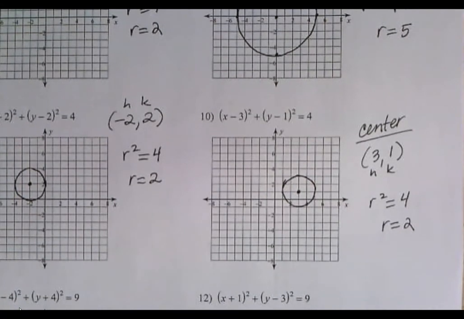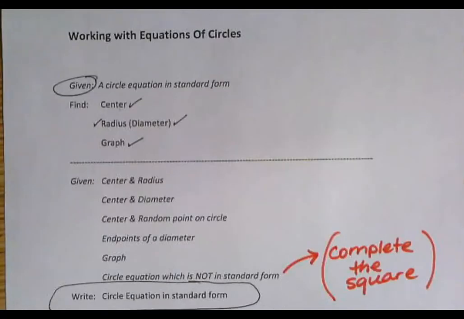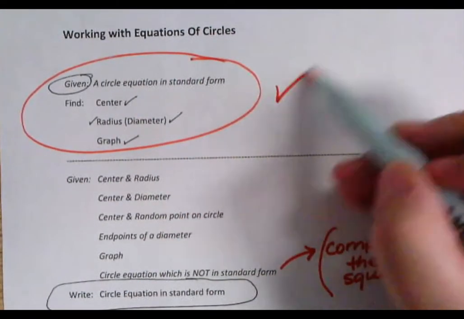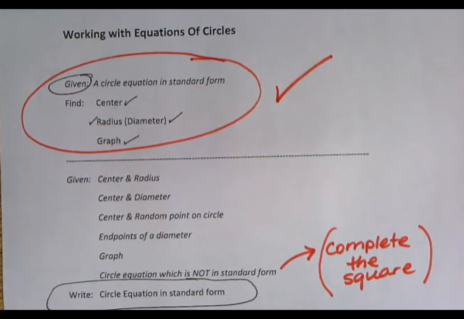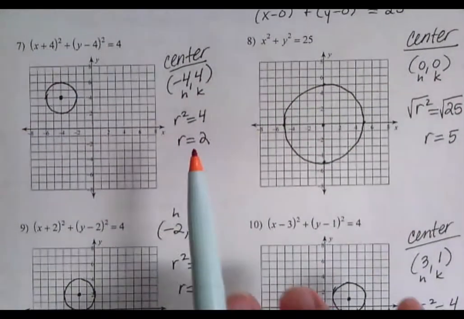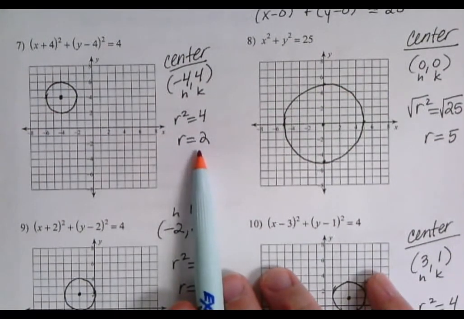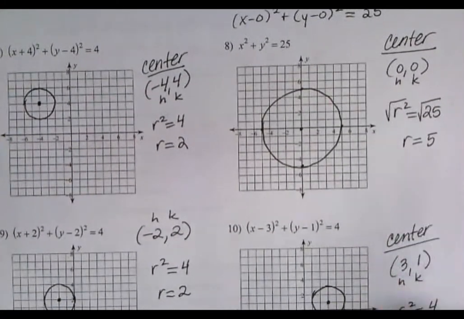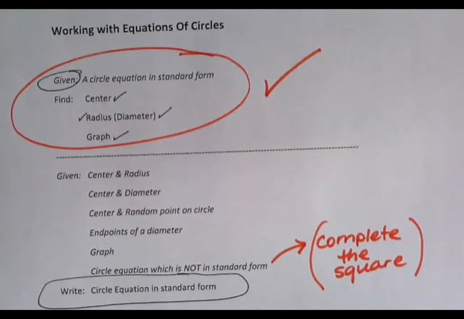Okay, so now we're going to transition. What we just did was the circle was given to us in standard form. What did we need to find? We found the center, we found the radius. We actually didn't find the diameter on any of those, but how would we? Well, if my radius is 2, my diameter is 2 times 2. If my radius is 5, my diameter is 2 times 5. It's always twice as big, remember. Okay, so we can find all of that.